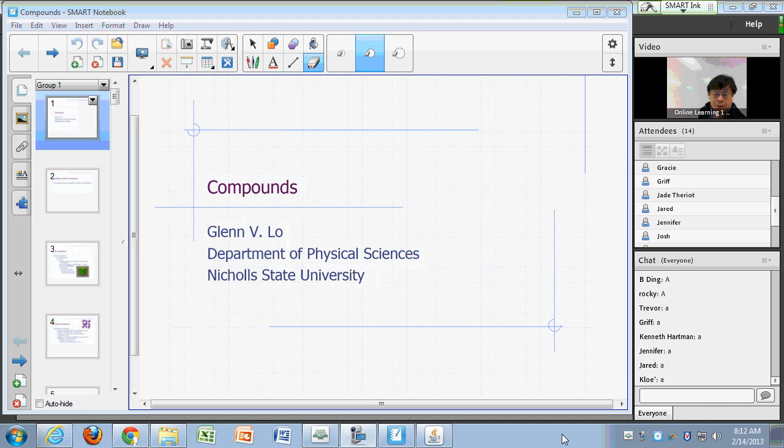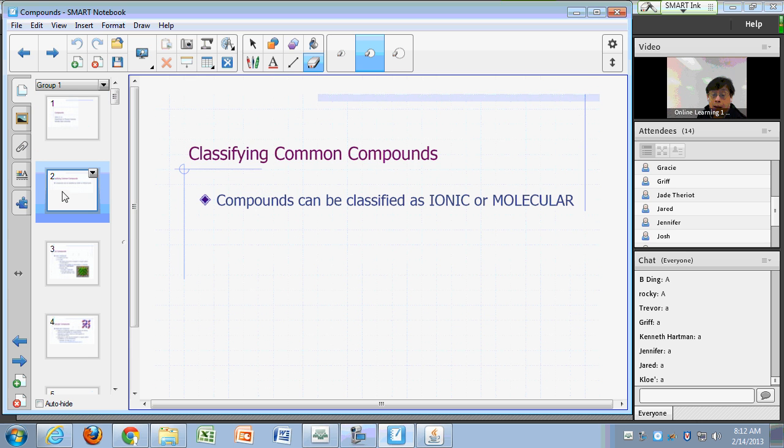Okay, so we talked about the elements. Now let's talk about compounds. In this lesson, we're going to focus on classifying compounds and being able to read and write formulas for compounds.